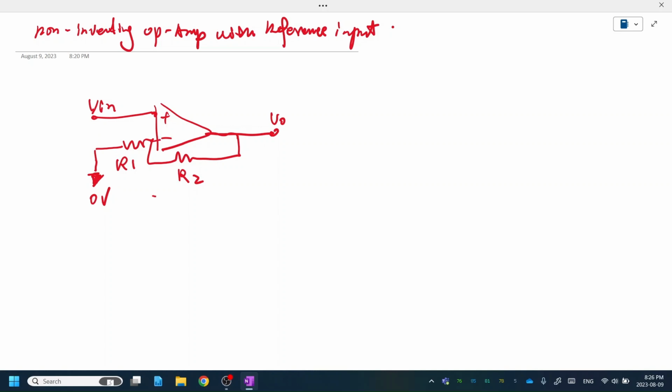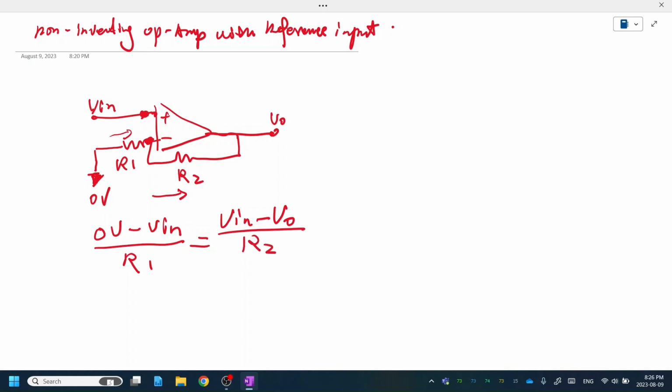So we follow the current direction. Assume the current is flowing here; it cannot go into the op-amp, so it flows through R2 and goes to V out. So we have the transfer function looks like (0 volts minus V in). Remember this node here and this node here are the same potential. They're both V in now. Divide by R1 equals (V in minus V out) divided by R2. Okay.